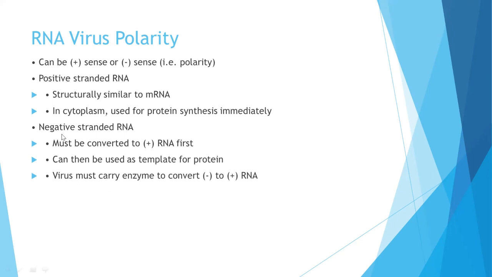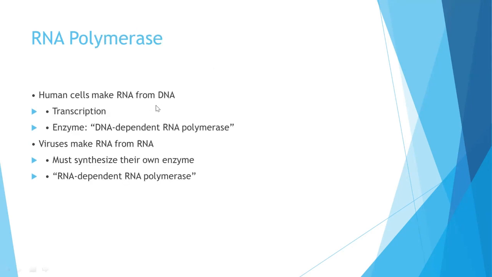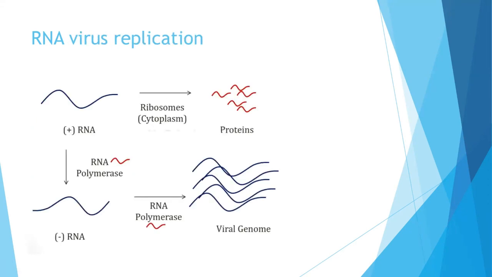Remember that all negative stranded RNA viruses must have an enzyme to convert the negative stranded RNA to positive RNA first for function. Now, RNA polymerase. Human cells make RNA from DNA through transcription, and the enzyme we use is DNA-dependent RNA polymerase. But viruses must make RNA from RNA, so they must synthesize their own enzyme, called RNA-dependent RNA polymerase.